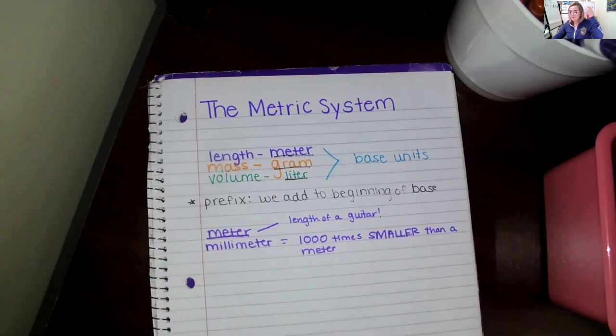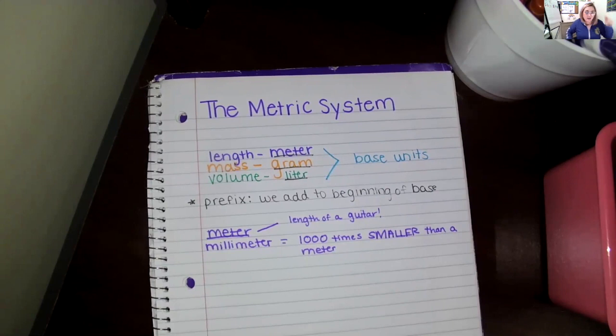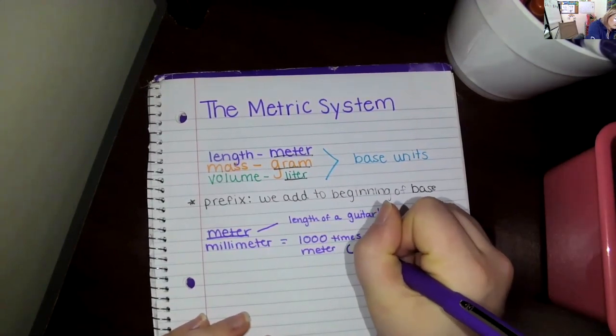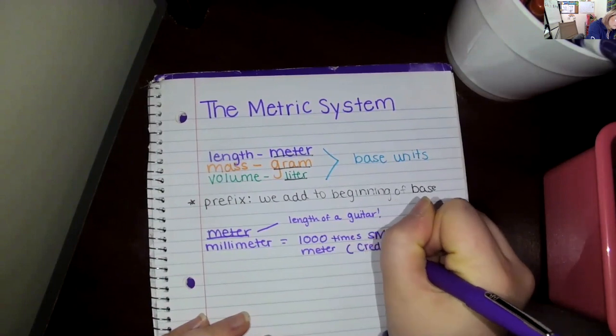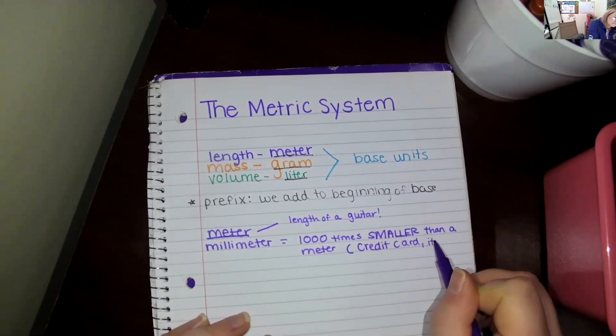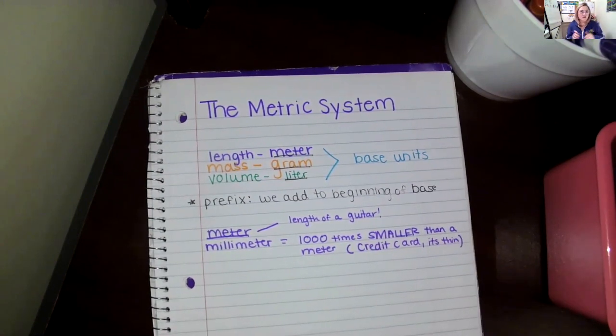So to give you a reference point of a millimeter, it's about as thick as a credit card. That's how tiny a millimeter is. Okay, so picture a credit card. It's thin, right? So think of how thin a credit card is. That should give you an idea for a millimeter, okay?